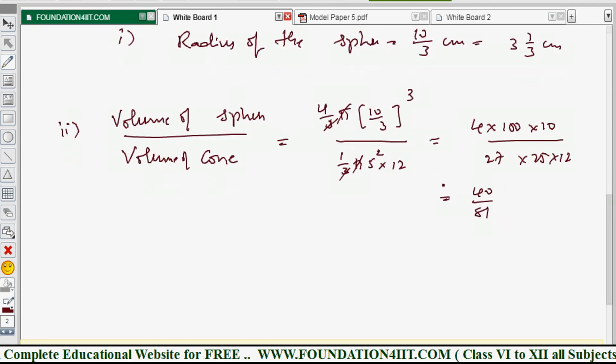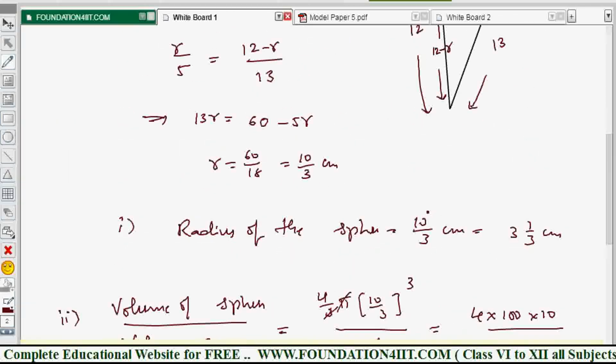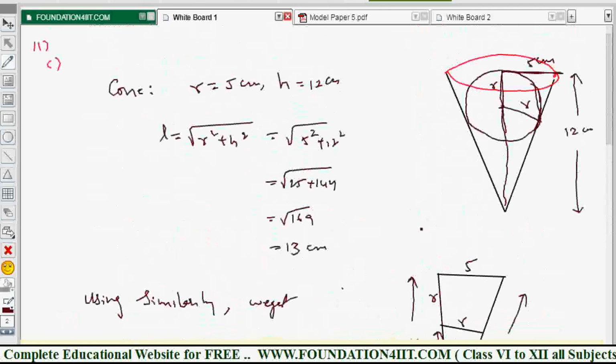That's it. Therefore, according to the question, just take the calculations properly and you get the answer easily. The ratio of volume of the sphere to the cone is 40 is to 81. So this is the ratio. By using the similarity concept only, you can solve problems like these. That's the main thing, and we can solve this problem.